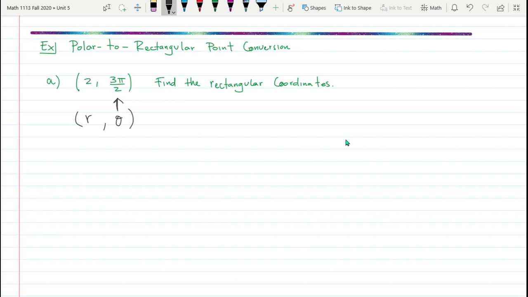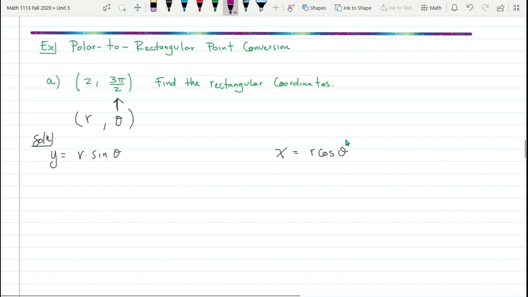So y is equal to r sine theta, and x is equal to r cosine theta. Do we know what r and theta are? And the answer is yes. We're explicitly given those values, so we can figure them out.